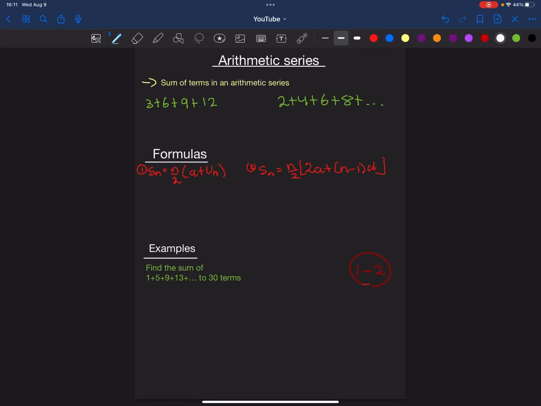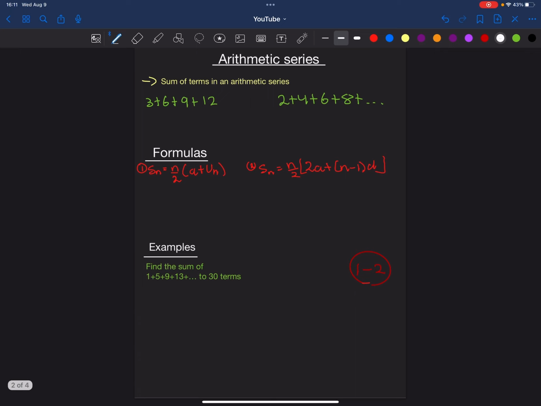Everyone, today we're going to be going over arithmetic series. So this is basically the sum of terms in a series. Here we have two examples. The first example is 3 plus 6 plus 9 plus 12, and the second example is 2 plus 4 plus 6 plus 8 plus to infinity.